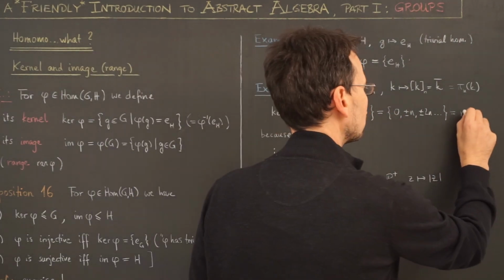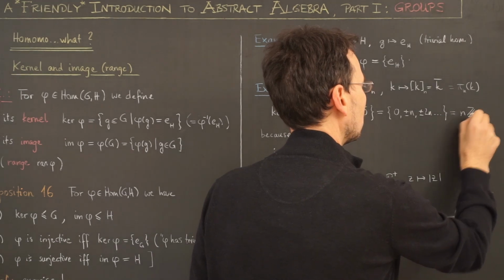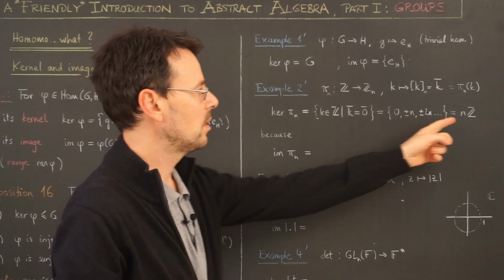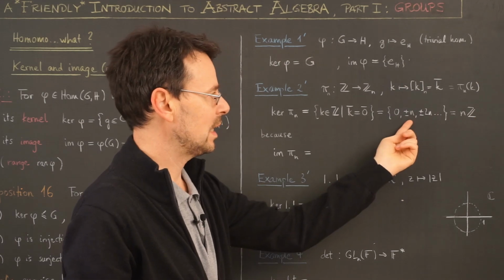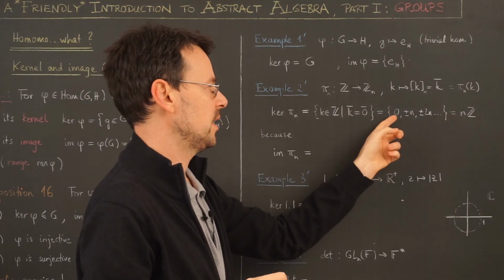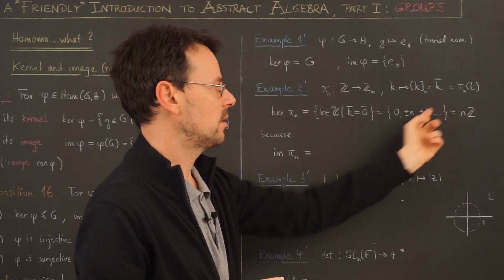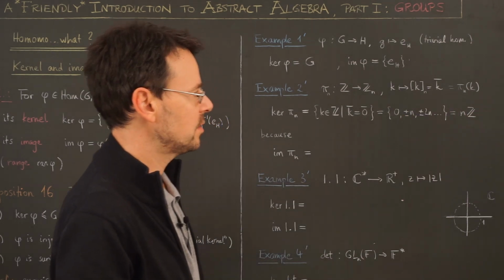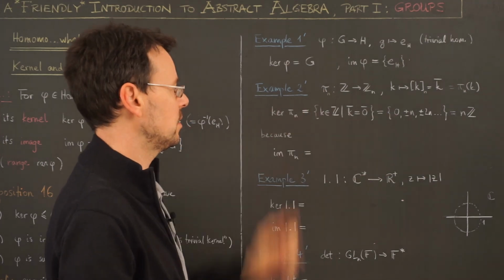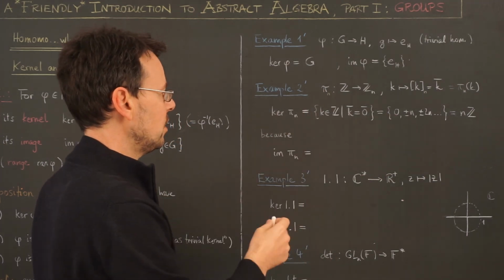So, for short, the kernel of this map is nZ, meaning exactly that. 0 times n gives me that, 1 times n or minus 1 times n gives me that, 2 times n, minus 2 times n, and so on. So nZ is the kernel of this projection here.